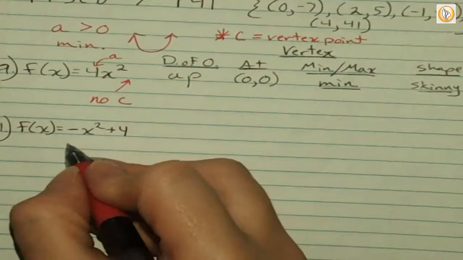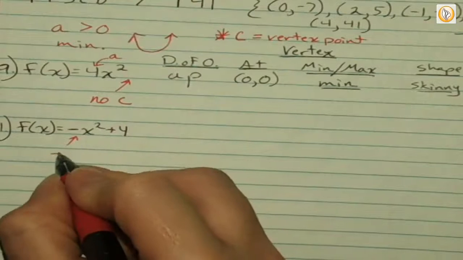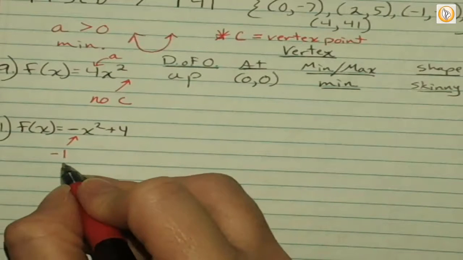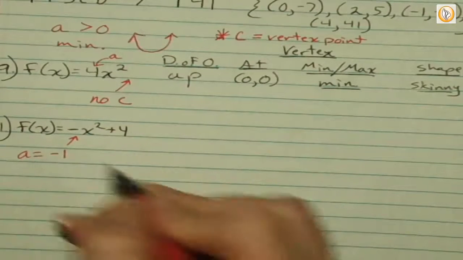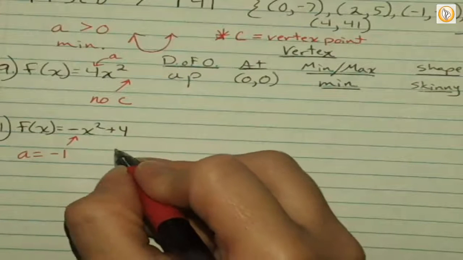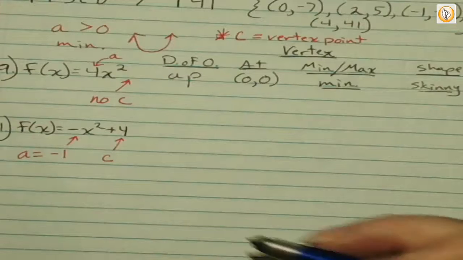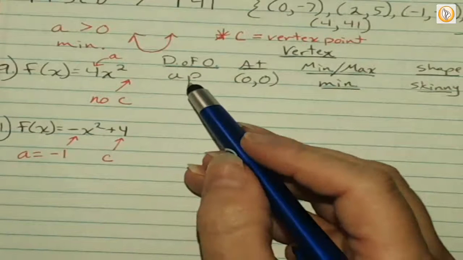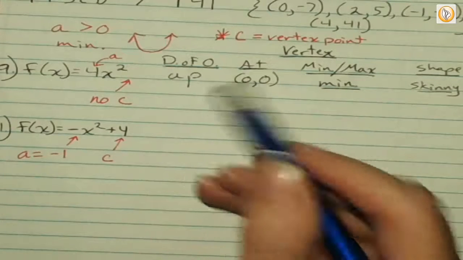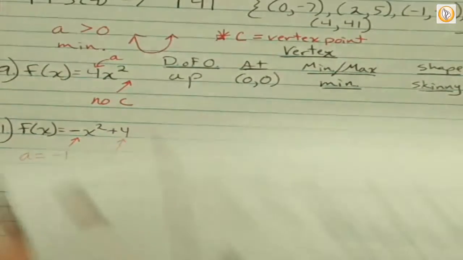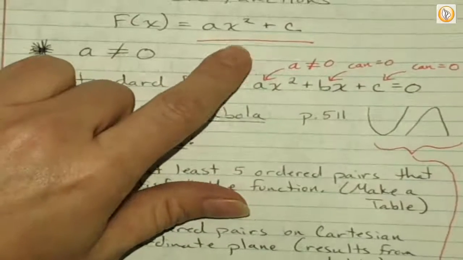What is A, everyone? Negative 1. A equals negative 1. What is C? 4. All right. You don't need that. Again, look at this. See?